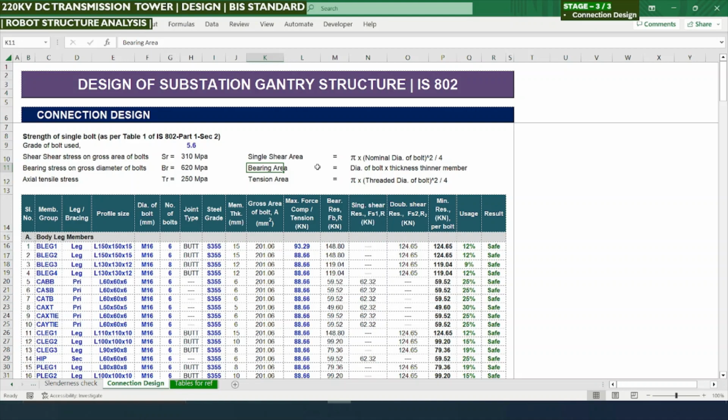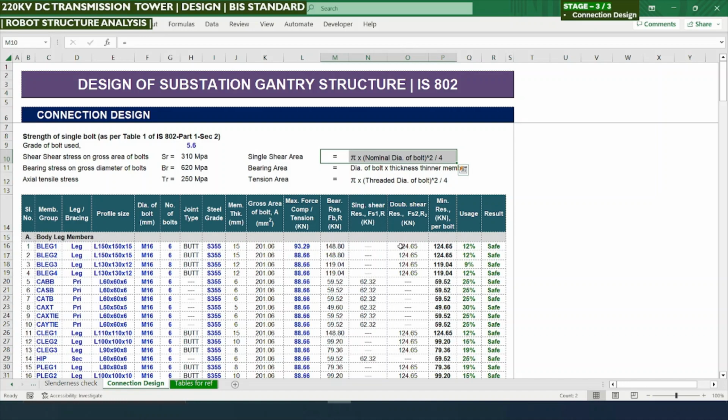Also, there are two types of shear which are applicable for our transmission line tower. One is single shear, another one is double shear. Single shear means we need to multiply this shear stress 310 megapascal with the shear area pi d square by 4. Double shear means we need to multiply 2 into shear stress 310 megapascal into pi d square by 4 of the bolt.